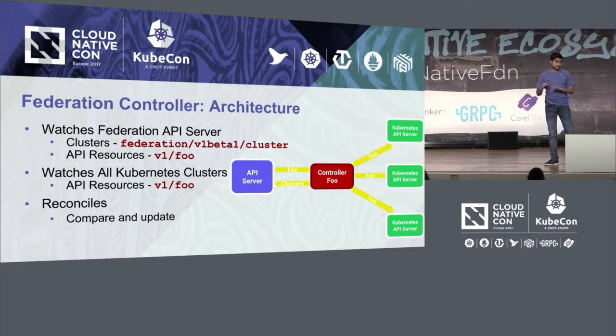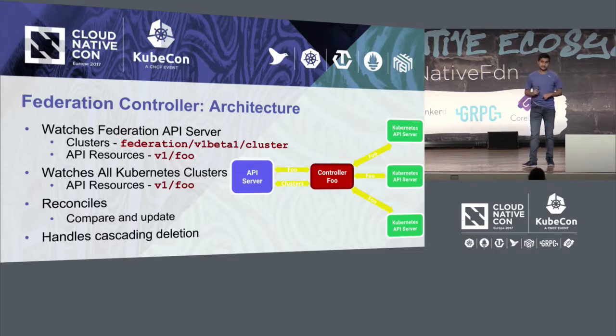In this particular example, the only thing that we do is copy the object from the Federation API server to the Kubernetes API server. It does not really do anything interesting, but it demonstrates the idea of federation. So you basically watch for the desired state in the Federation API server and update the state in the underlying clusters. And in addition to that, one more thing that a federated controller handles is cascading deletion. When the object is deleted from the federated API server, you want the same object to be deleted from all the underlying Kubernetes clusters.